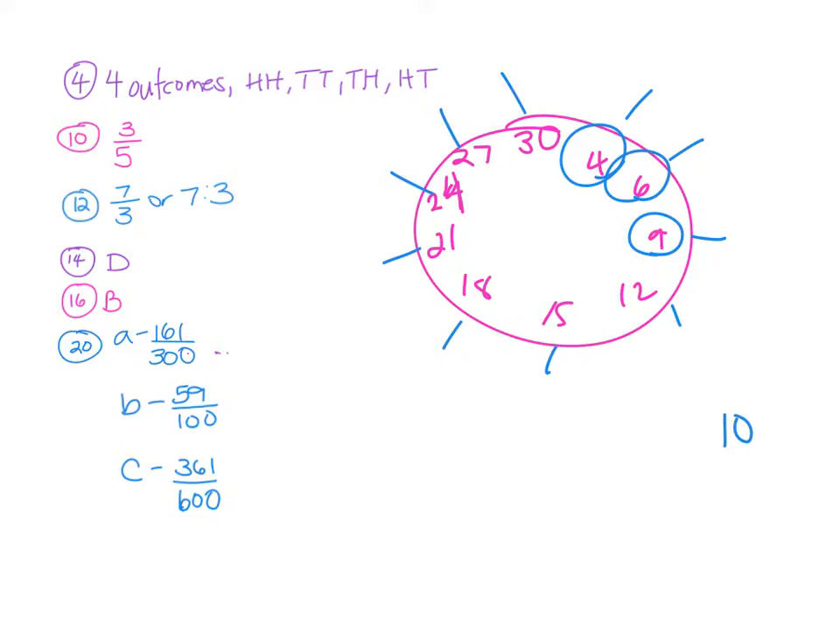Oh, okay, but it says odds against. Okay. So odds against is now the 7 to the 3. Any other questions from the homework? Okay.